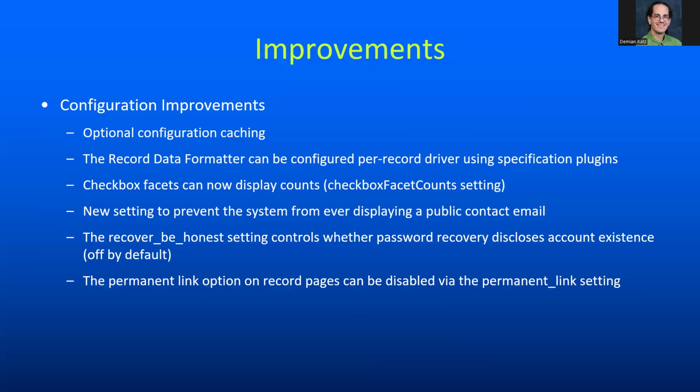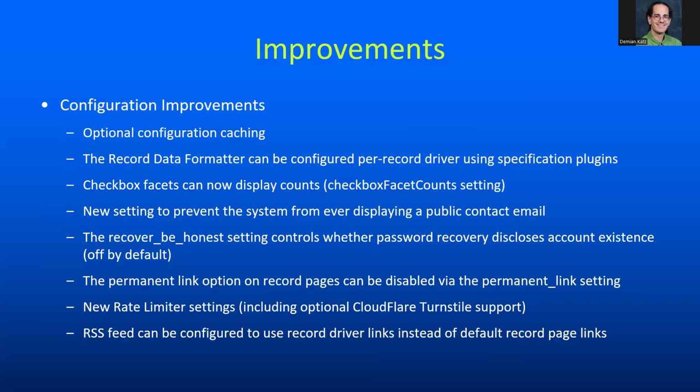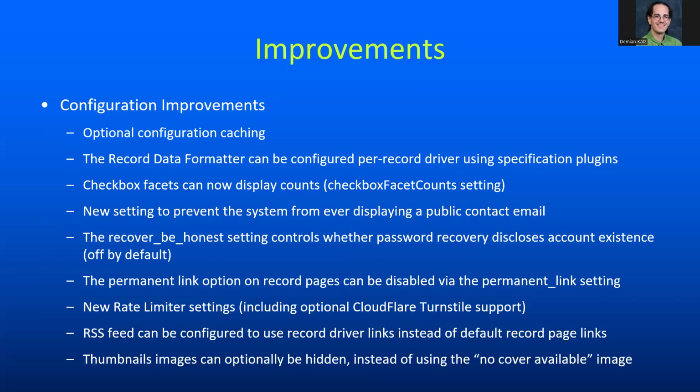We've also added a setting to turn off the permanent link option on record pages if you don't want that. We've added a number of new settings to the rate limiter, including integration with Cloudflare Turnstile to help protect against unwanted bot behavior. The RSS feed can now be configured to get the links it links to from your record drivers in priority over linking to internal VuFind record pages if you want that behavior.